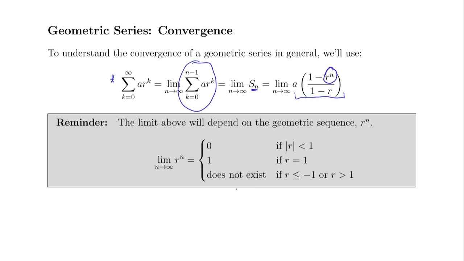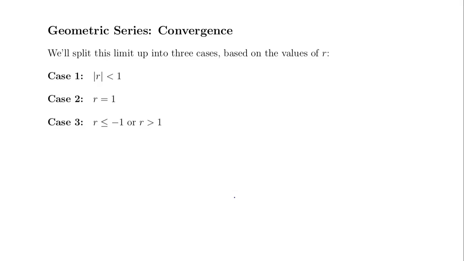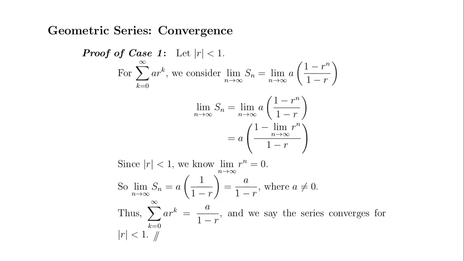So what we're going to do is split this thing into 3 cases based on the value of r, that limit that we're looking at. And we're going to look at the limit in each of these 3 cases, and that should give us a pretty good proof of when the specific geometric series converges or doesn't. So again, we're trying to figure out what's going on with this. So first, let's let r be small. It's between -1 and 1.